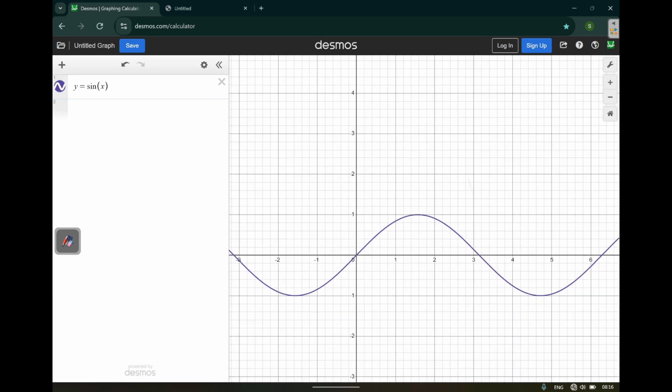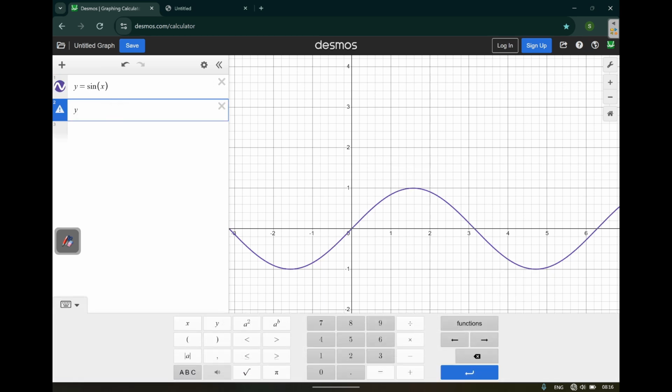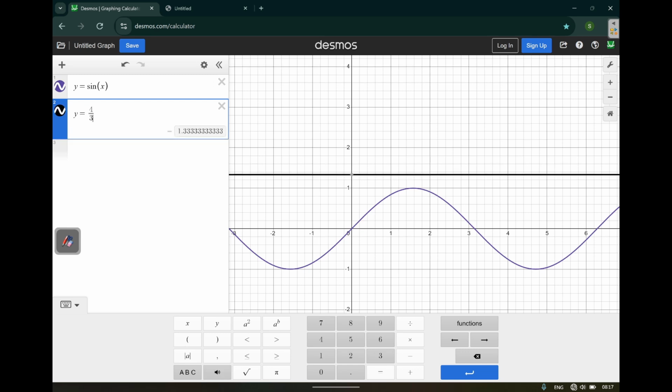You can see that the maximum is a 1, which is here, and then the minimum is a -1. Okay, now when I have another line y, which is equal to 4 out of 3, you see that line here, 1.3 recurring, it is not meeting this curve. So there is no solution.